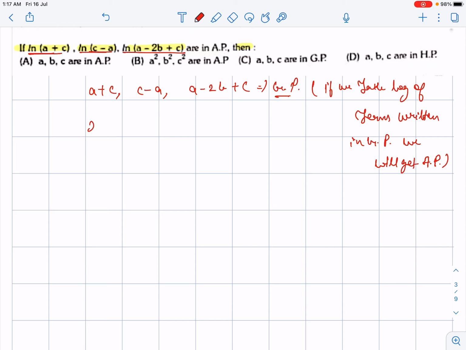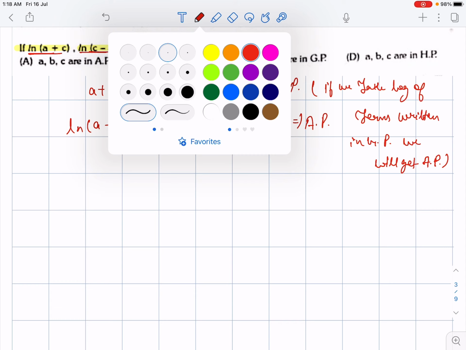If somebody is not comfortable like this, what will he do? He will make use of the arithmetic mean. So what all things are given to you? ln(a + c) is given, then ln(c - a) is given, then ln(a - 2b + c) is given. An arithmetic progression is given to you, so we may make use of this to proceed further.